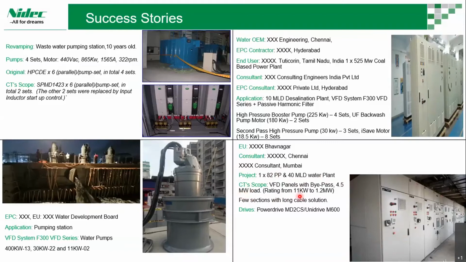In total, we supplied around 4.5 megawatts of load, from 11 kilowatts to 1.2 megawatts. Certain sections have a long cable solution, because the distance between the motor and the VSD is long, so we also provided a long cable solution in this project. The power drive is the MD2CS and the unit drive is the M600 that we supplied here. This is the one which we did last year. It was commissioned in the month of March, before COVID-19.